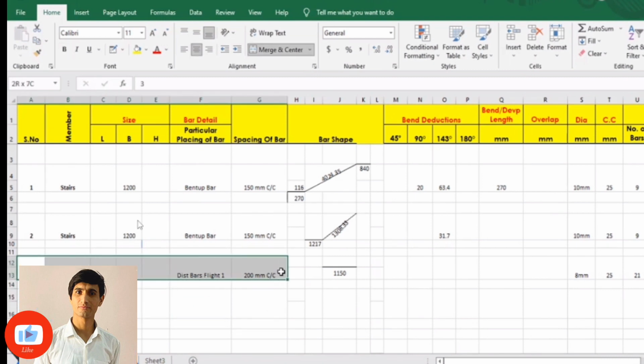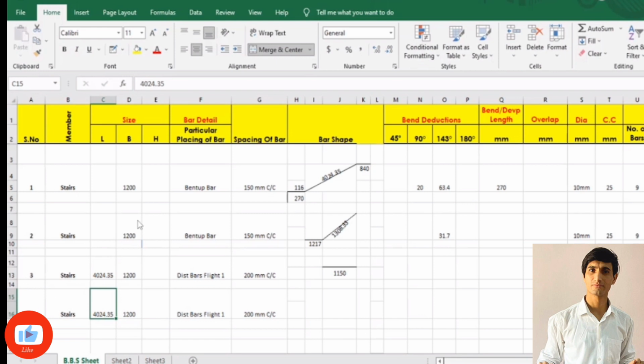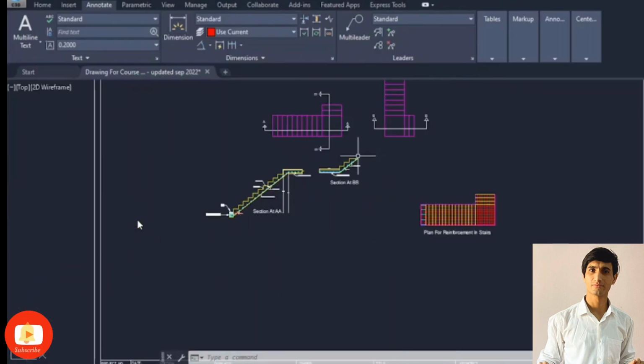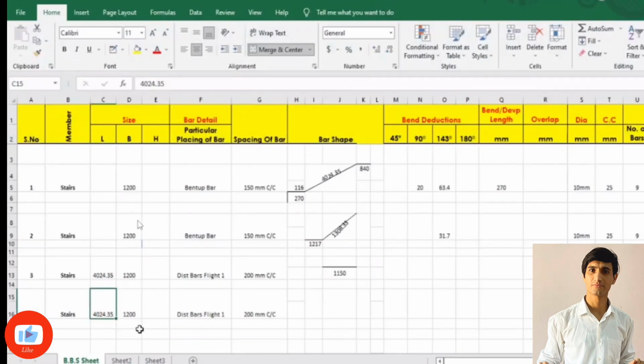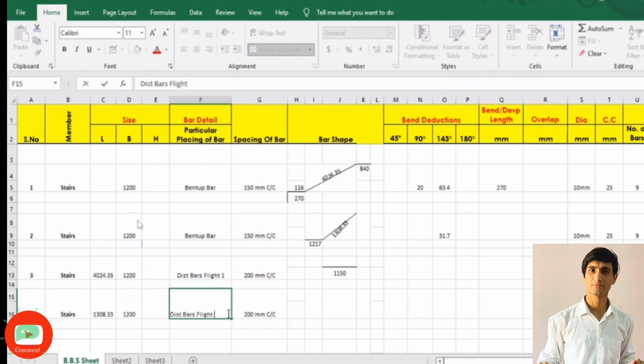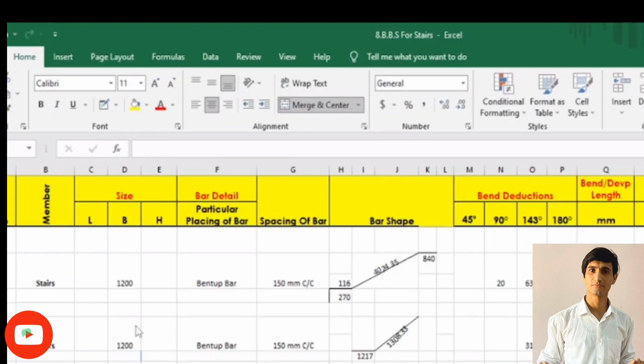Again, copy all of this stuff from here and simply paste it over here. It is basically number 4, and next to it, in this length we need to change it because this is flight number 2 length. This is the length 1308.33. The rest is the same. This is flight number 2, 200 center, and let's create the shape for this. Before that, let me unmerge this one to create a shape. Again, this is a straight shape, no bend development length over here, but dia bar is 8 mm and 25.